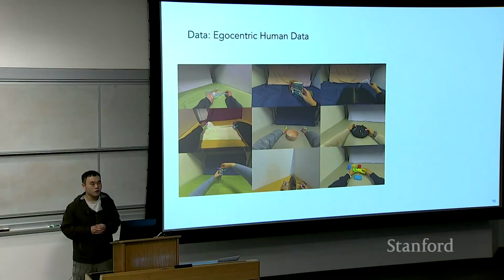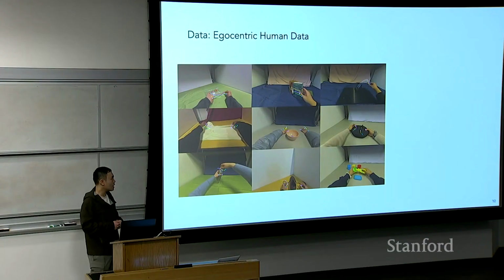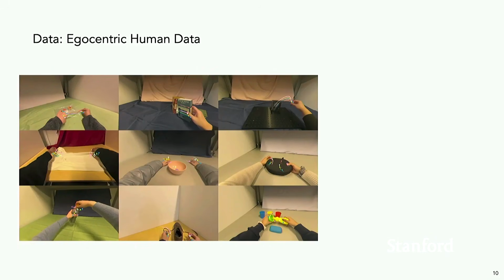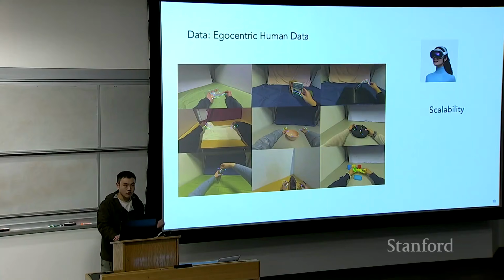So here I want to first show an example of this human egocentric data. This data is captured by Apple Vision Pro. What you see is a person doing a bimanual manipulation task, and we capture this egocentric video, and at the same time we track the human hand as the action representation. We use this egocentric human data for several reasons. First is scalability. Second is alignment in the observation and the action space.